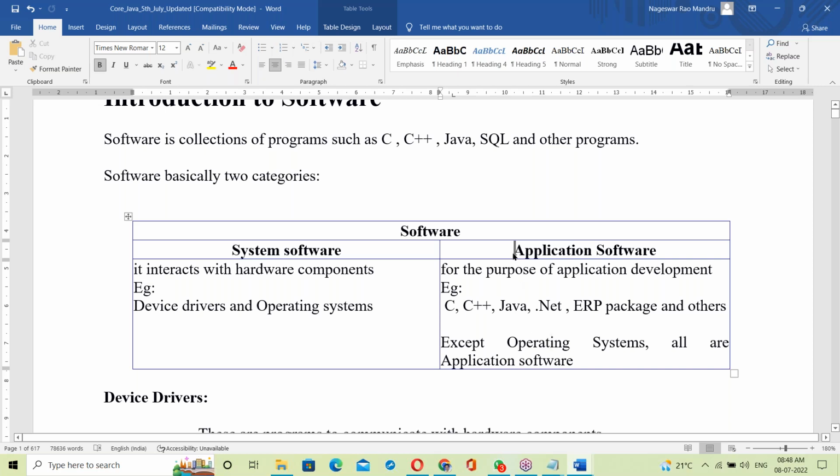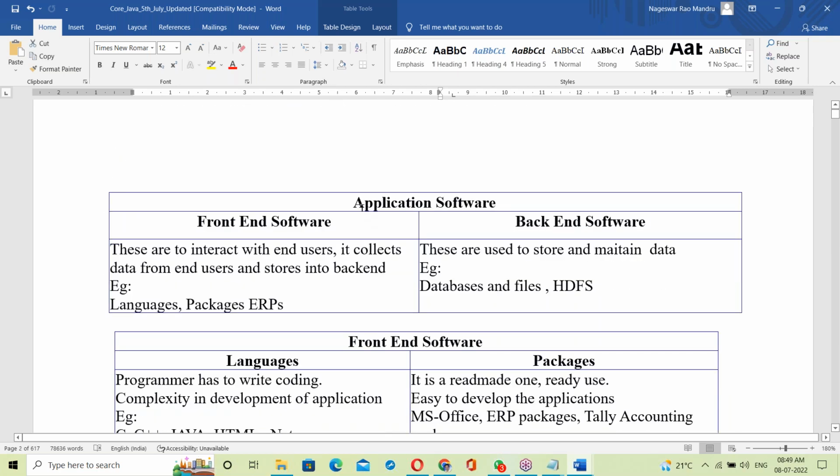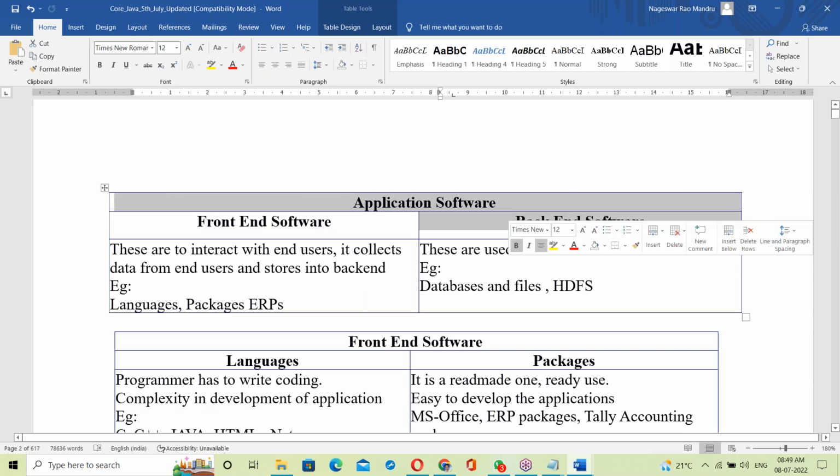So what is Java? Java is an application software. Now let us move to application software.